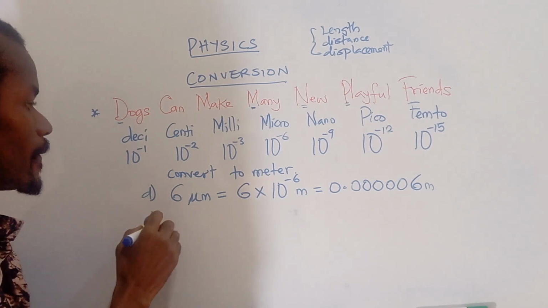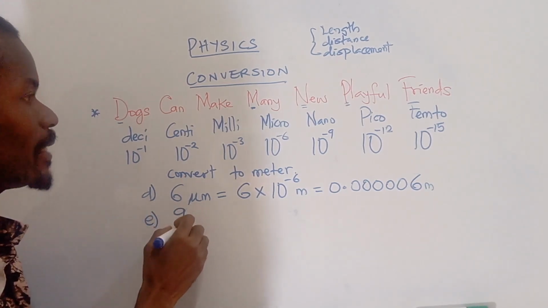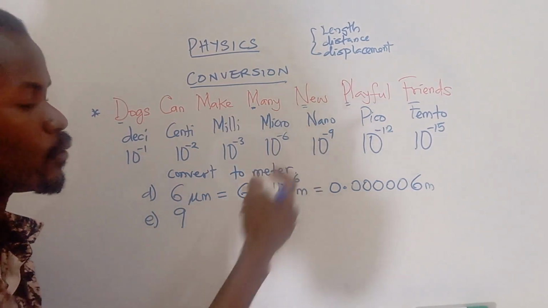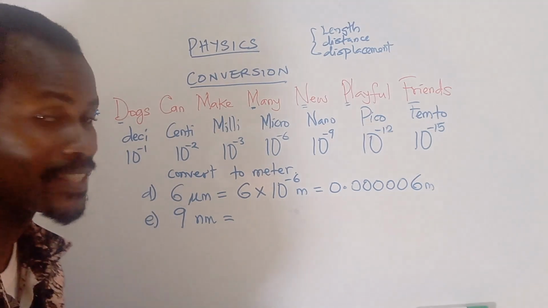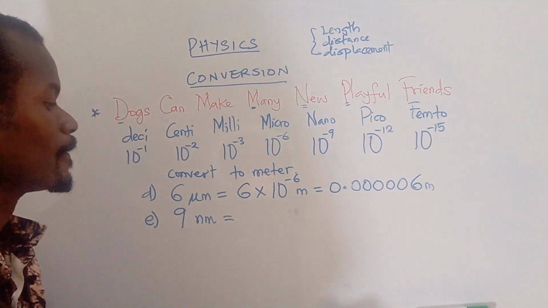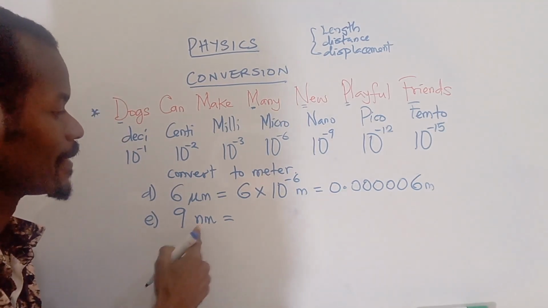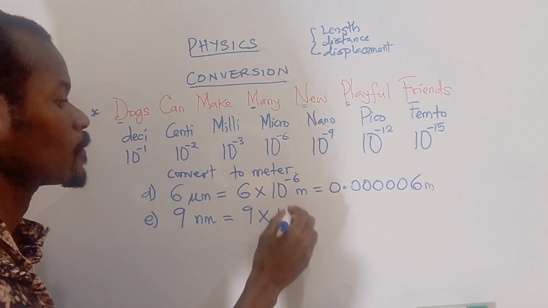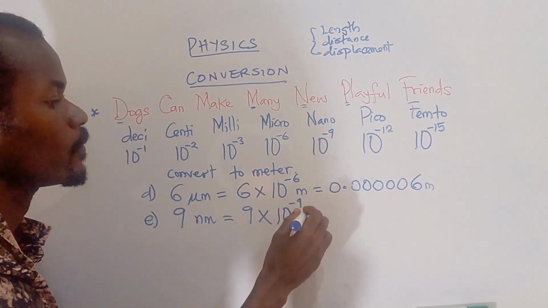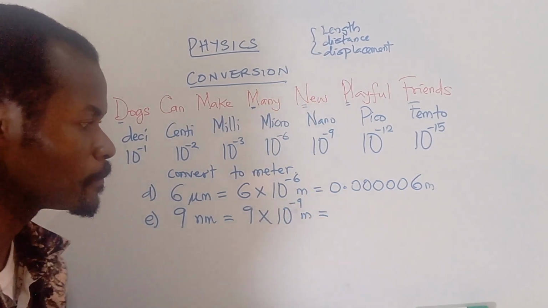So the next one is we have, let's say, 9 nanometer, nm. Remember the symbol for nano is n. All we need to do is 9 times nano. So 9 times nano is what? 10 raised to the power of minus 9. So we have meter.